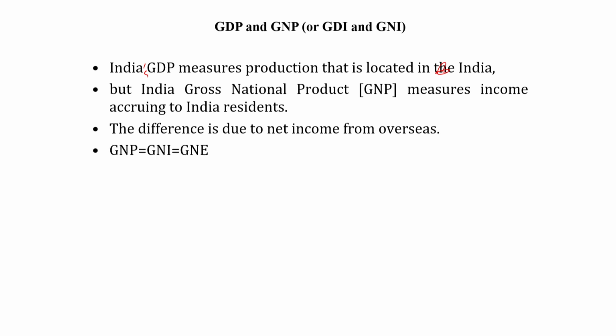Since we already learned in the previous session that total product is equal to total income is equal to total expenditure, the gross national product can also be called by an alternate name, gross national income or gross national expenditure. So let's come to the GNP measurement. GNP is measured by adding net income from abroad to GDP.